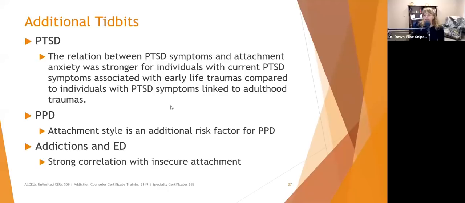The relationship between PTSD symptoms and attachment anxiety is stronger for individuals with current PTSD symptoms associated with early life traumas compared to individuals with PTSD symptoms linked to adulthood traumas. So what that means is trauma in early life has a greater impact on attachment, potentially, than traumas that occur in later life. Postpartum depression. Attachment style is an additional risk factor for postpartum depression, and there is a strong correlation between insecure attachment, addictions, and eating disorders.